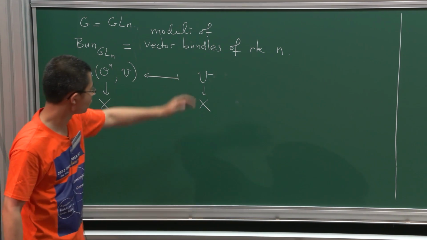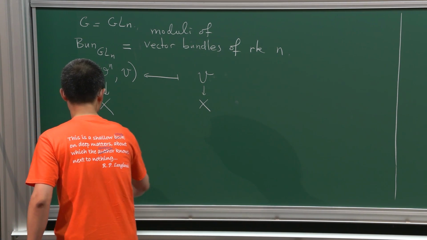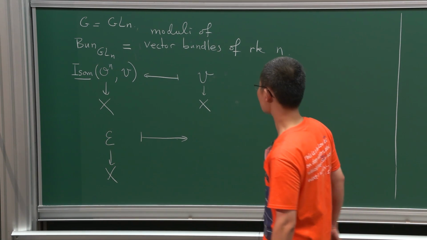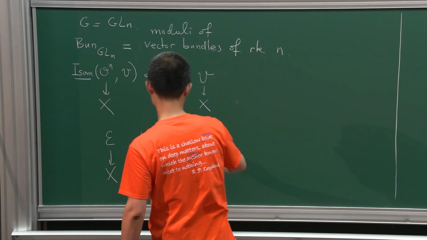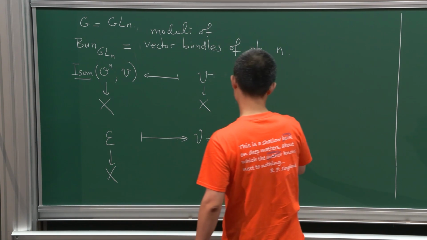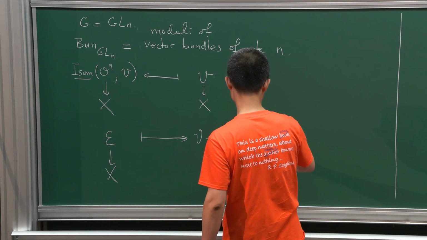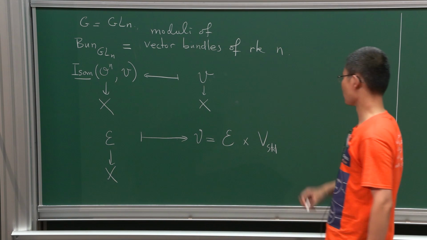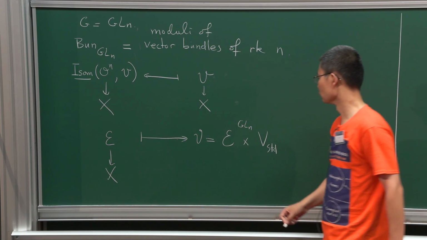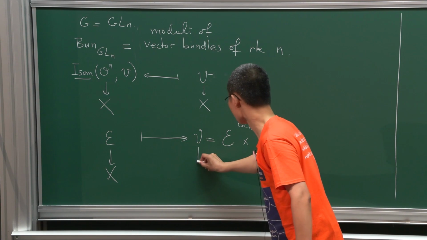Okay, and in the other direction, you take a principal bundle, and there's a construction called the associated bundle to a representation of GL_N. What it means is you take this total space E cross the standard representation V_standard. This is just an affine space with GL_N action, and then you quotient by the diagonal action of GL_N acting on both sides. This gives you a vector bundle over X.